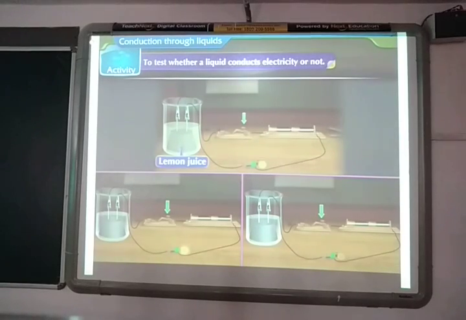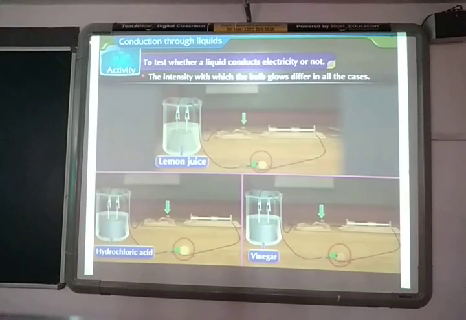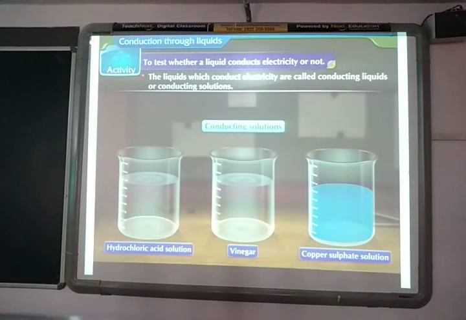If the same activity is performed by taking solutions like hydrochloric acid solution or vinegar, the bulb glows. But the intensity with which the bulb glows may not be the same in all the solutions. It will differ in all the cases. We can therefore conclude that some liquids allow electric current to pass through them. The liquids which conduct electricity are called conducting liquids or conducting solutions.